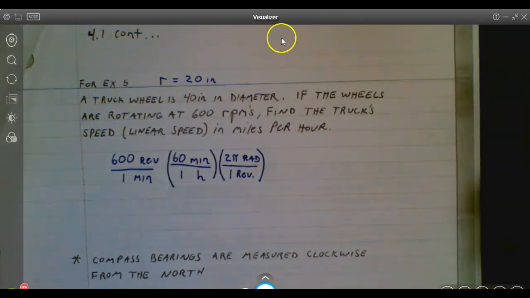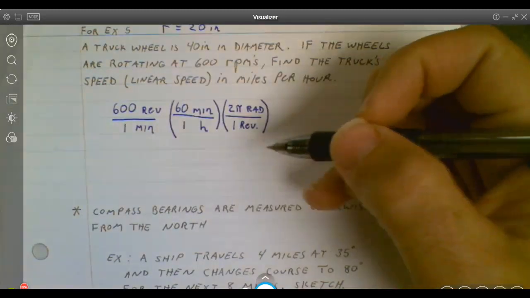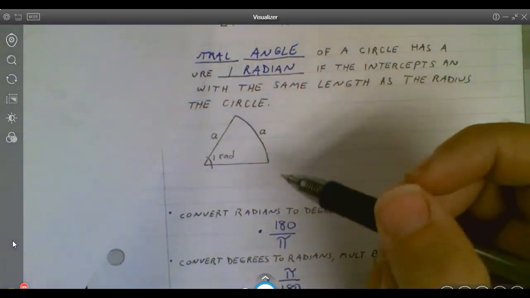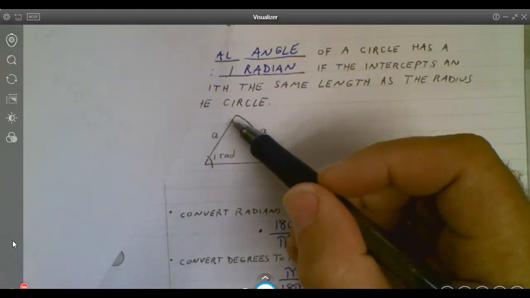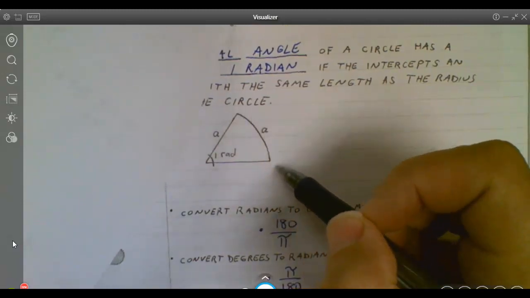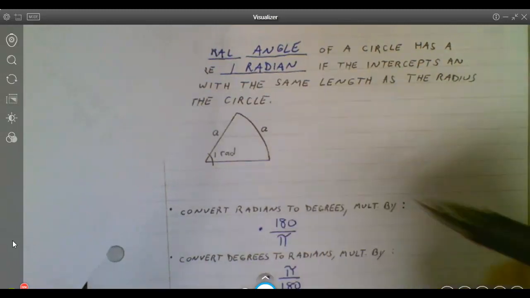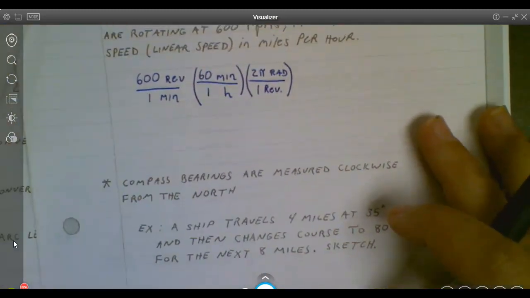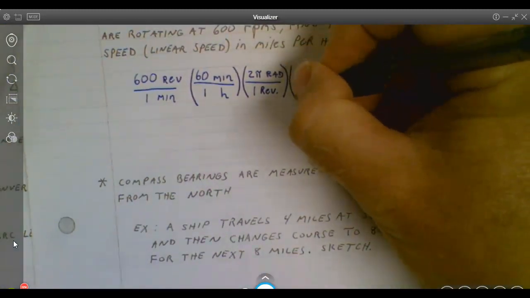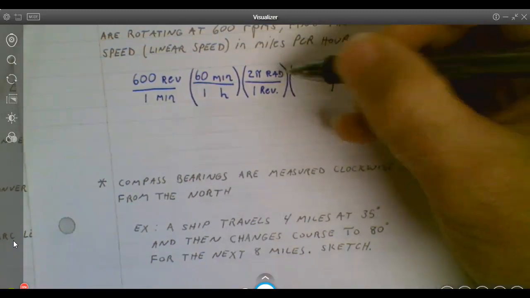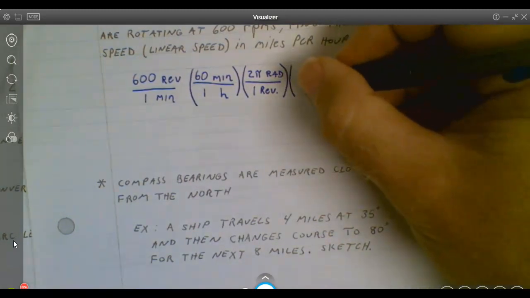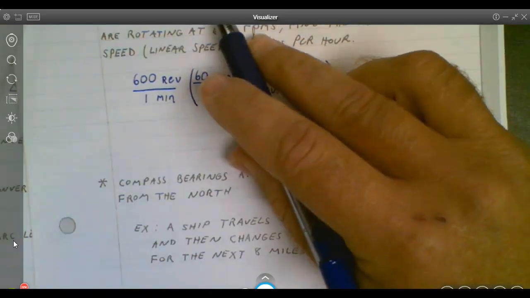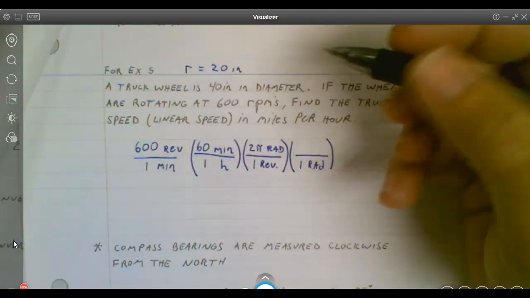We know that 2 pi radians would equal 1 radius of the circle. So remember, that goes back to this drawing right here, right? So if we're in terms of radians, 1 radius should equal my arc length on this guy, right? So there's our conversion factor right there. So we need our radians to cancel out. So 1 radian would be 1 radius of the circle, which we saw up here was 20.